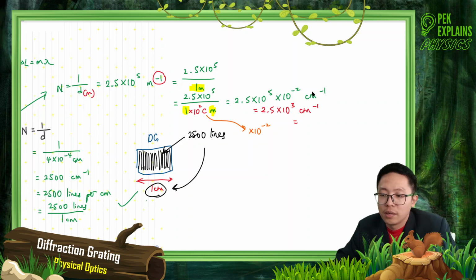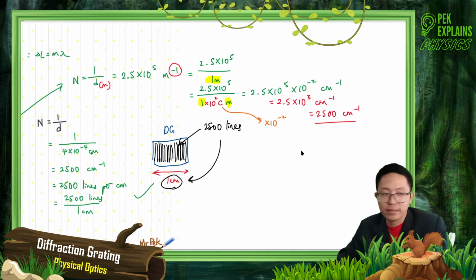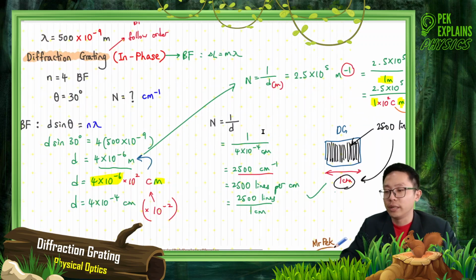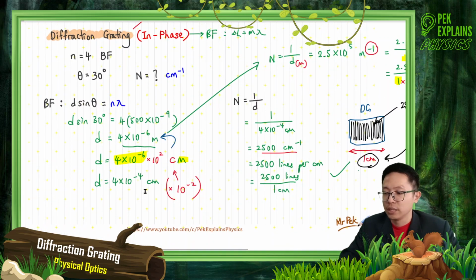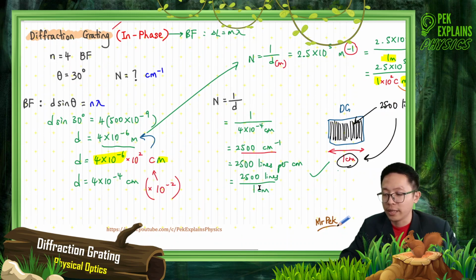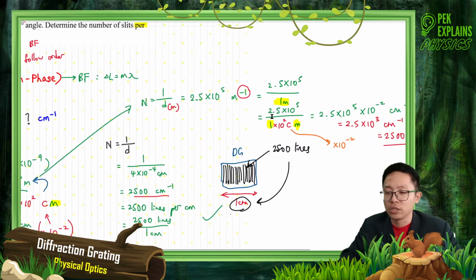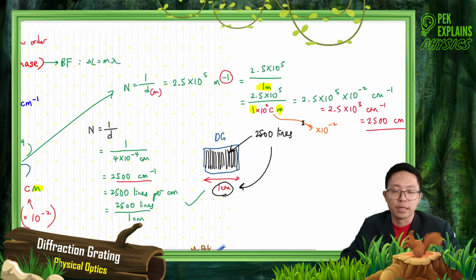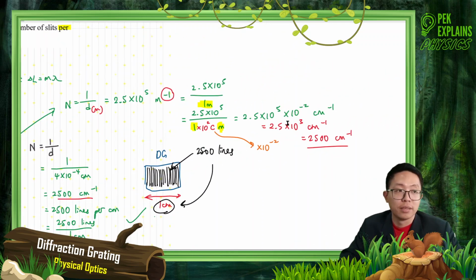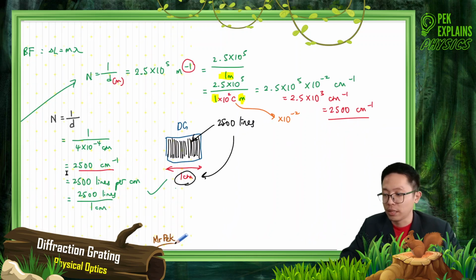So this means times exponent 3, which is 2500 lines per centimeter, exactly the same answer as before. So you can change the unit first and straight away get the correct answer, or you can maintain and change the unit later. Both ways can be accepted, as long as you use the correct steps. Understand or not? Do it step by step. You get the same answer: 2500 per centimeter. This one also 2500 per centimeter.